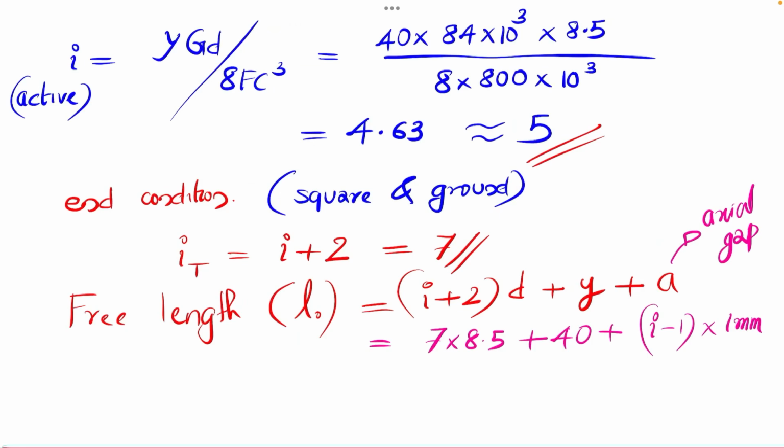In the compressed length there will be gaps within the coils, and for that you can take this empirical relation. Commonly, for finding the a value we use this expression. If you substitute it properly, with i as 5, that is (5 minus 1) into 1, finally we will get the free length of the spring as 95 mm. So this is the value of the free length.